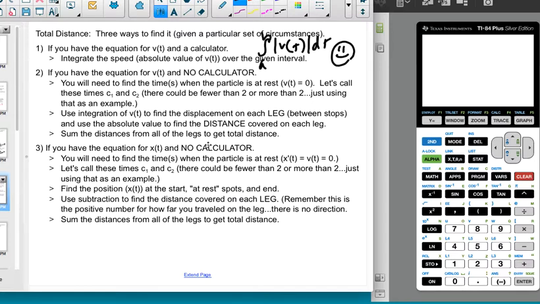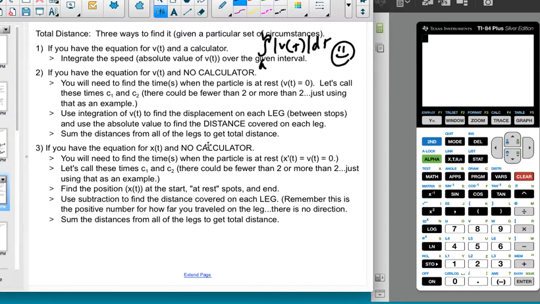I'm going to find what's the displacement on each leg, and then once I know how far I traveled on each leg, I'm going to make that quantity positive. So if I get a -7 for the displacement on one of the legs, I'm going to recognize that that means I was traveling 7 to the left, but I don't care that it's left, I just care that it's a 7.